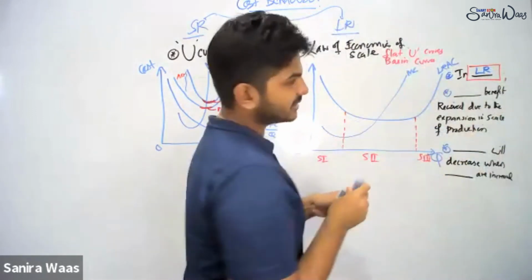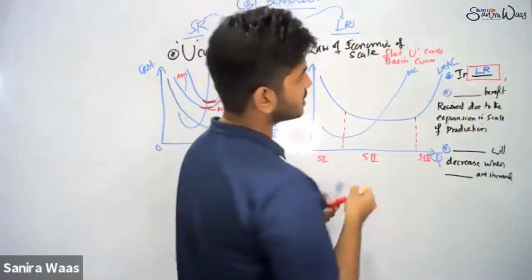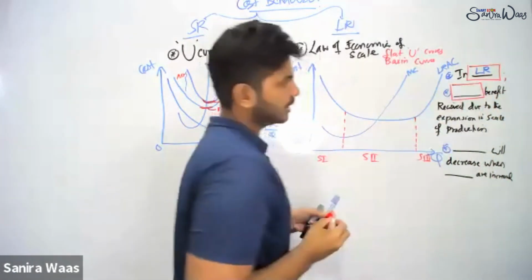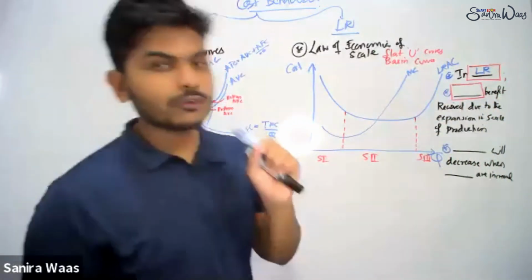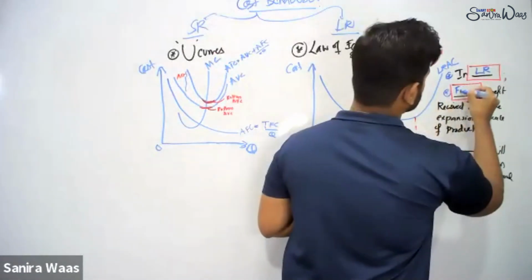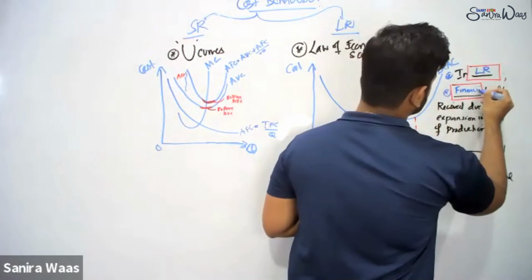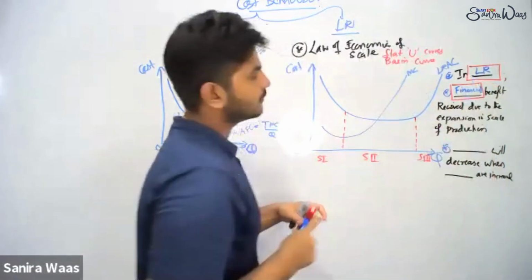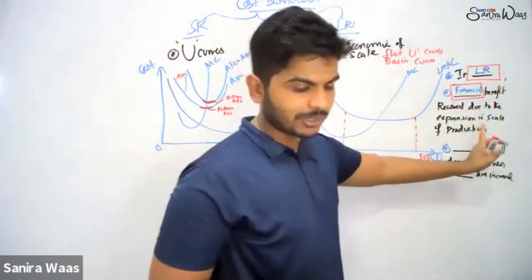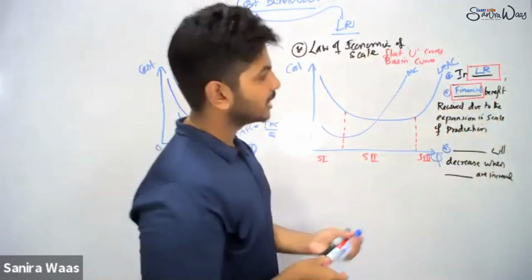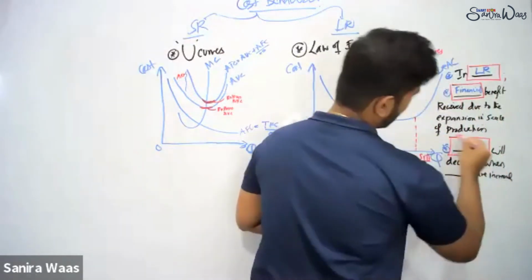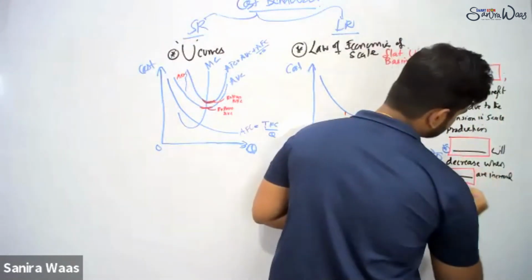Now tell me, which benefit do you receive? You receive a benefit. Right? Financial benefits. Financial benefit received due to expansion in the scale of production. Next one: due to this, something will decrease when this is increased.